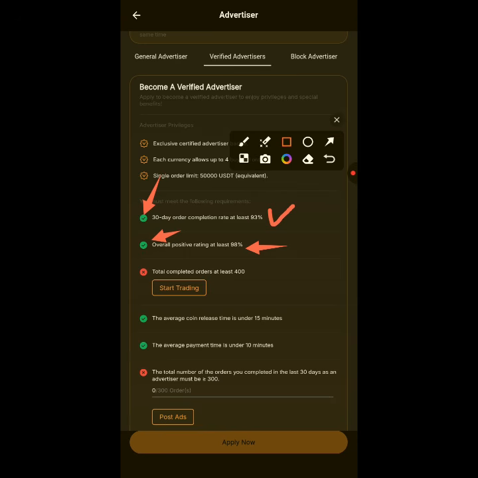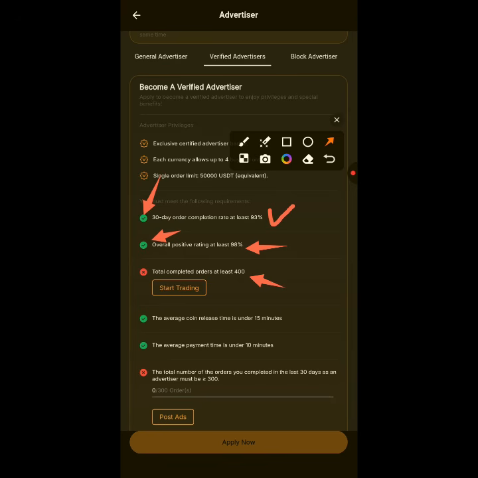Then completed orders at least 400. Okay, total completed orders at least 400 orders. This can be in like 1 month. So I've not had about 400 orders in 1 month on this account. So you should have at least 400. That shows that you have been using this account before now.